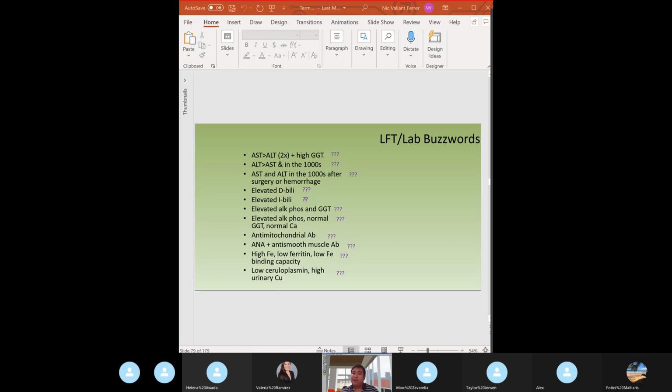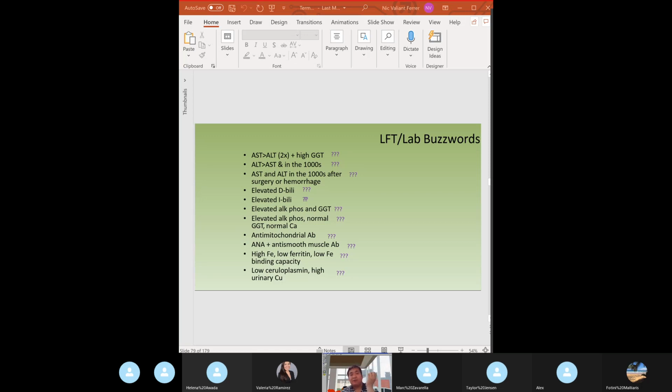What if you have elevated ALK phos, but your GGT is normal and your calcium is also normal? So only ALK phos is increased. Paget's disease of the bone, you can have an increase in hat size, treated with bisphosphonates.